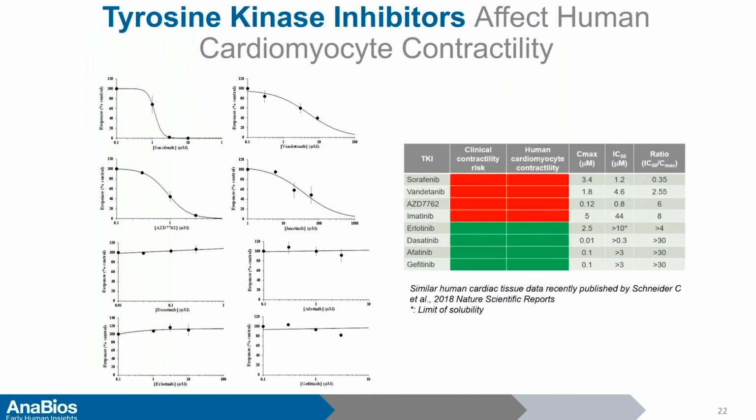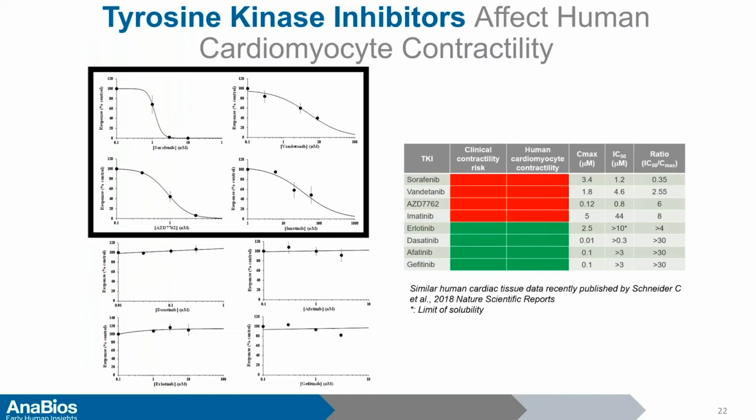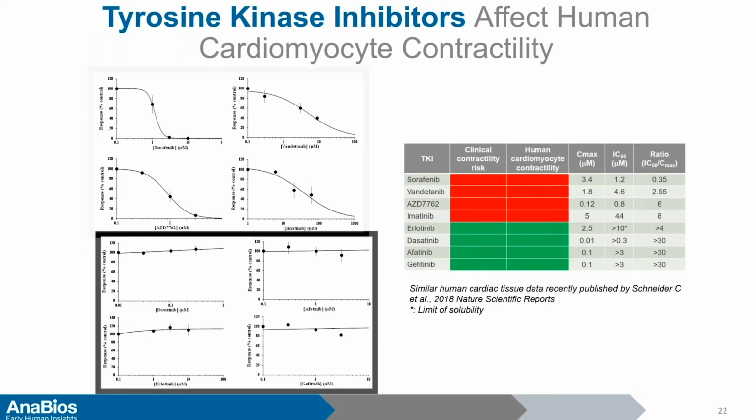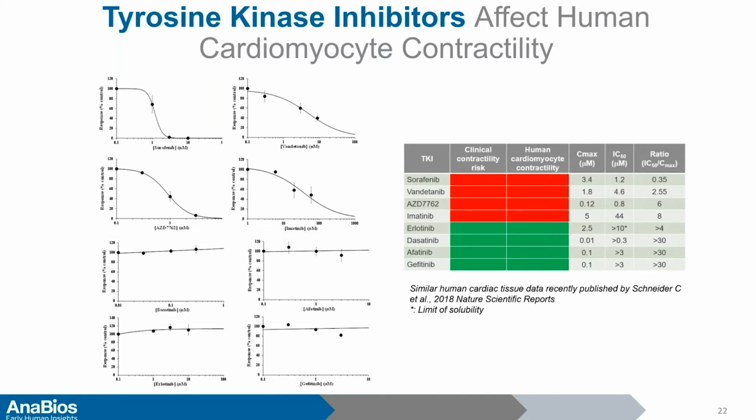This slide summarizes the data we obtained with the 8 tyrosine kinase inhibitors. Here you can see the toxic TKIs inhibited sarcomere shortening in a concentration-dependent manner, whereas safe TKIs had no effect on sarcomere shortening. From this typical dose response curve, again, we can derive IC50 values and calculate a safety ratio. From this summary table, you can see the toxic TKIs come with a low value for the ratio.